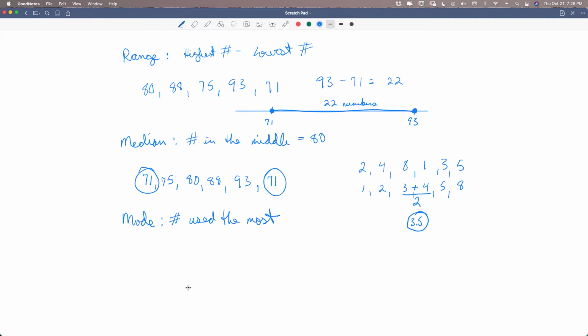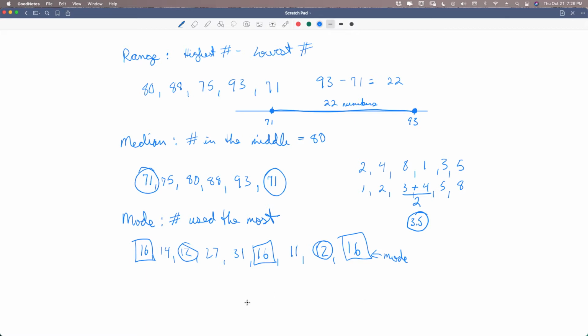If I had a list of numbers, let me see. I have 16, 14, 12, 27, 31, 16, 11, 12, and 16. Well, 12 is used twice, but 16 is used 3 times. So that means that 16 would be the mode because it is used the most number of times.